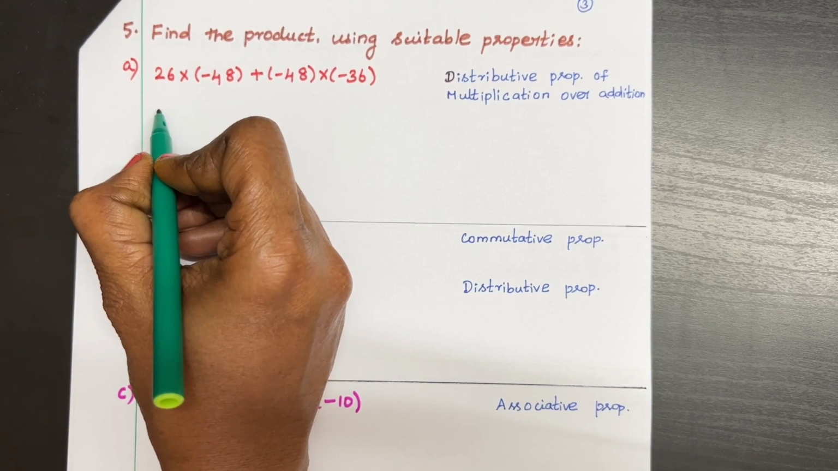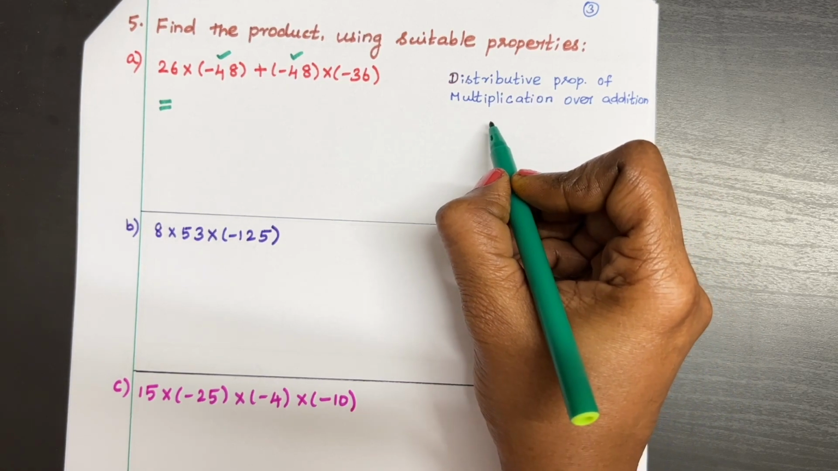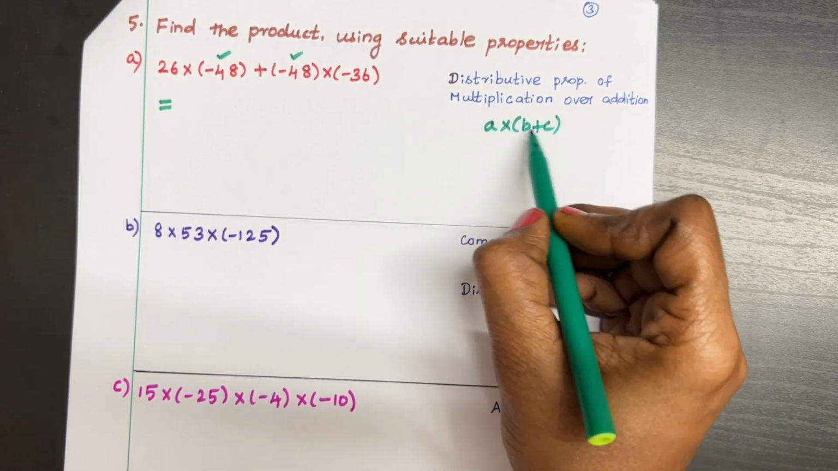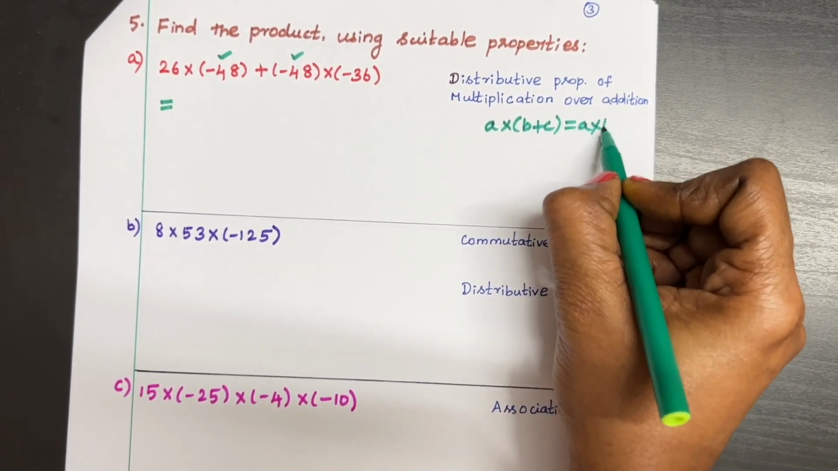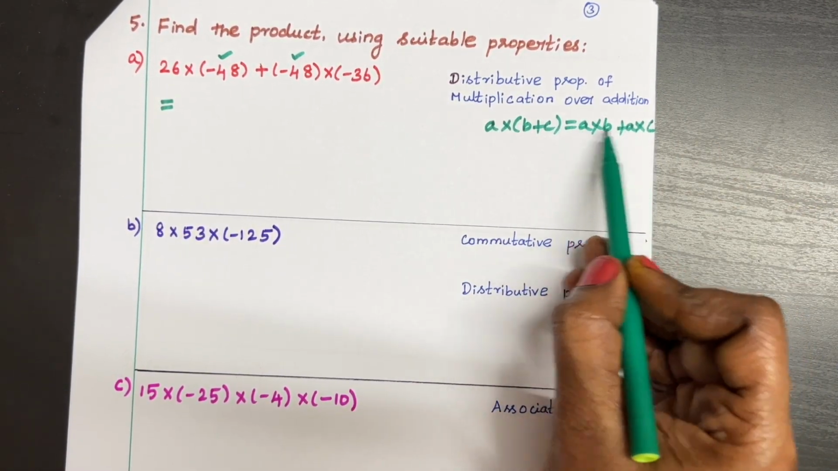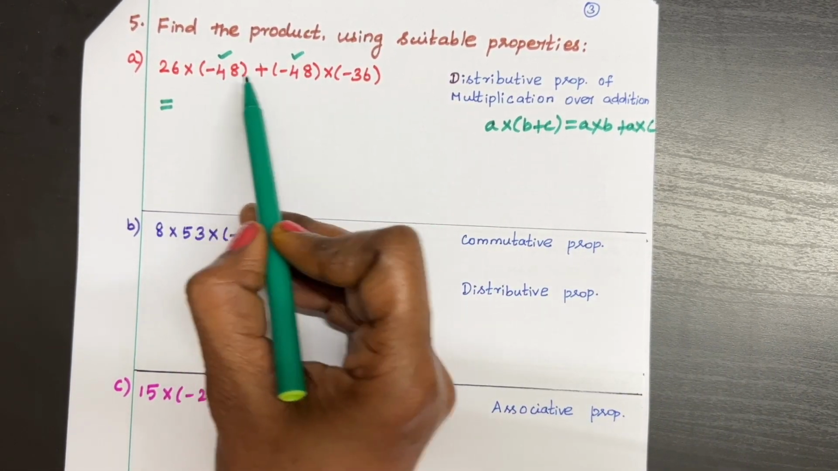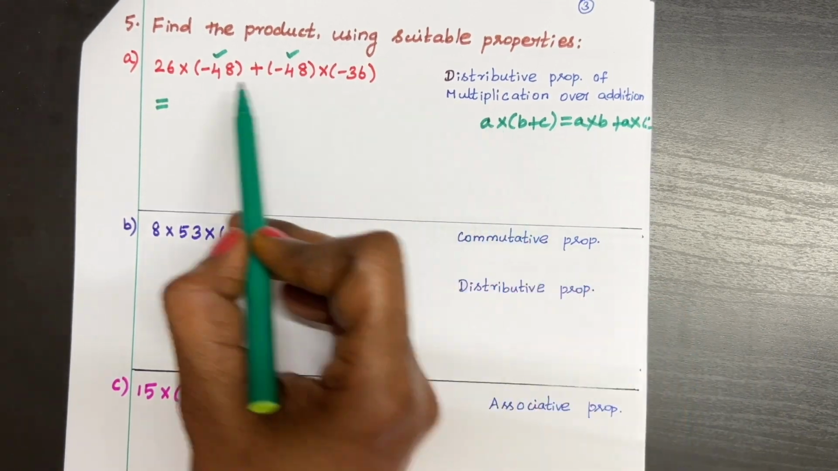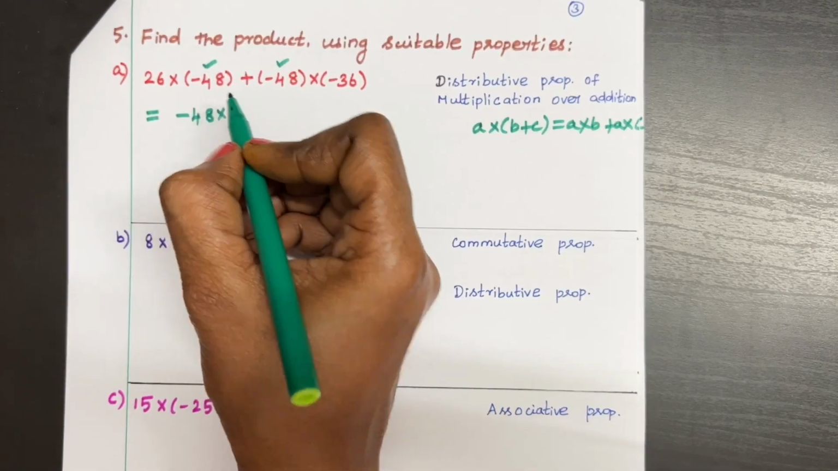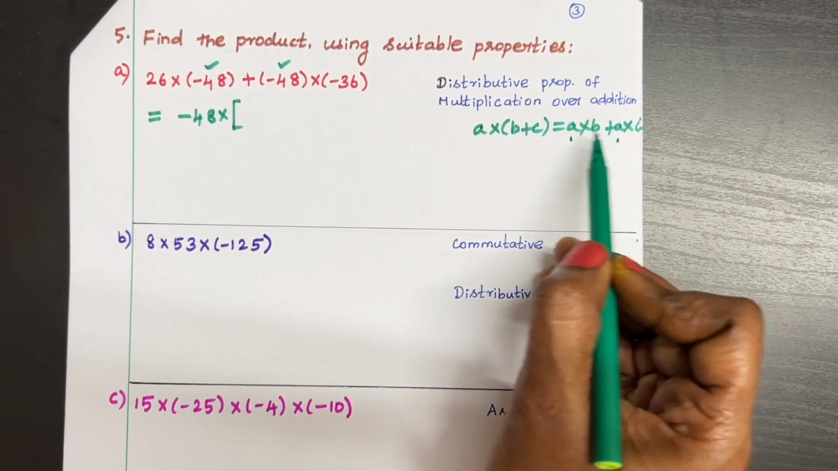Now come to this first question, A. So what is this property? Distributive property first. A into B plus C, distributive property of multiplication over addition, A into B plus A into C. See, this A is common for both B and C. So here minus 48 is our A. So we are going to take this minus 48 out. See, we have taken our minus 48 out.